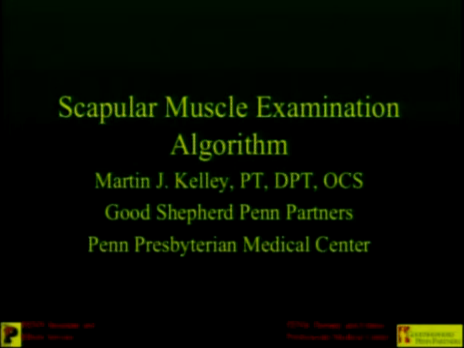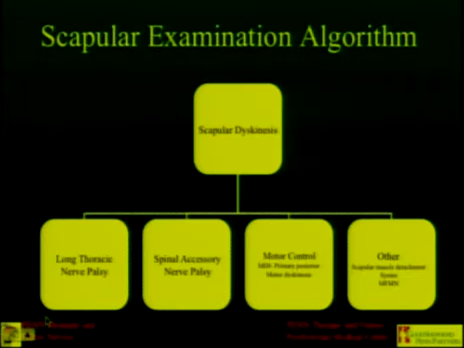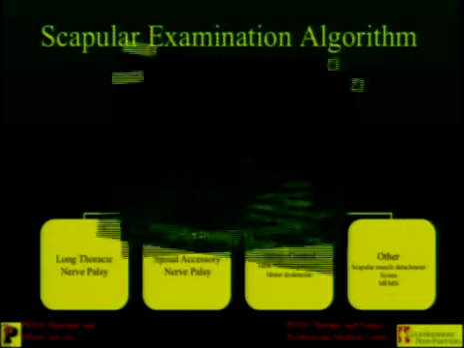So I will be speaking about the scapular muscle examination algorithm. The purpose is really to discuss this algorithm when we have significant scapular dyskinesis, and then also looking at the implications toward diagnostic accuracy. If we see significant scapular dyskinesis, it will fall into 4 different categories: a long thoracic nerve palsy, a spinal accessory nerve palsy, a motor control problem, or something other than those, like a scapular muscle detachment, a syrinx, or multifocal motor neuropathy.